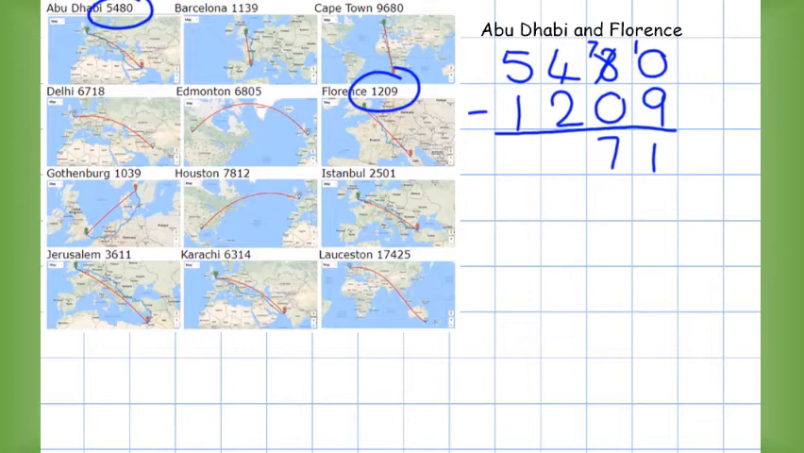400s take away 200s leaves me with 200s. 5,000s take away 1,000 leaves me with 4,000s. Have I finished? No, I haven't, have I? There's something missing because we're not dealing with pure numbers.